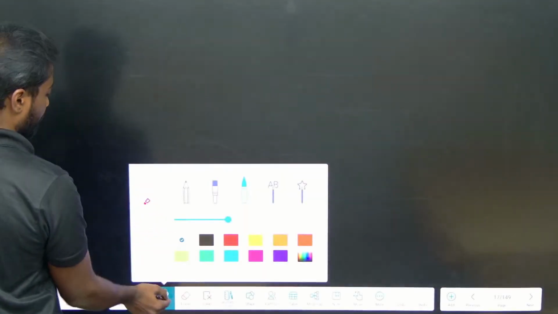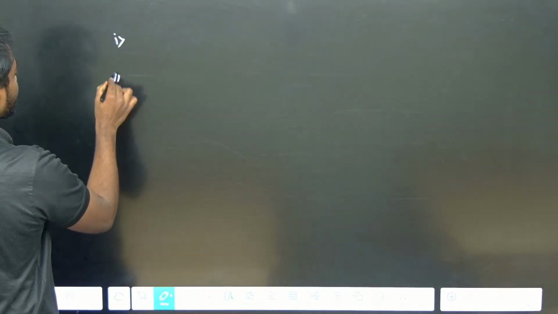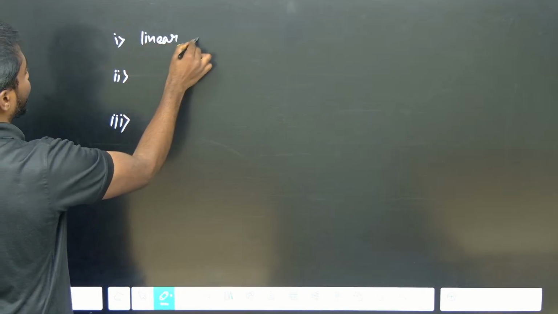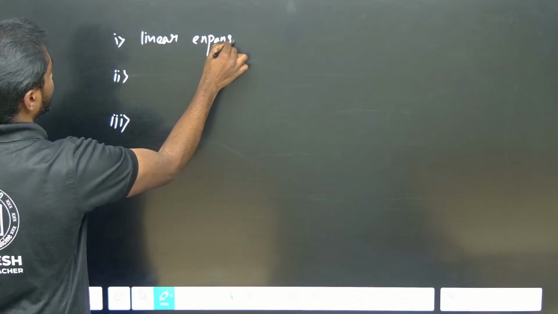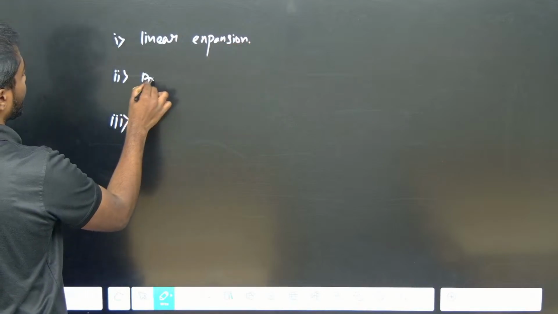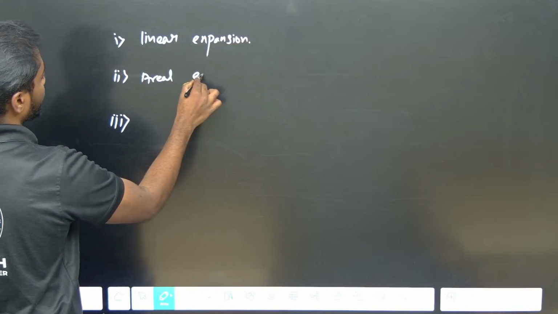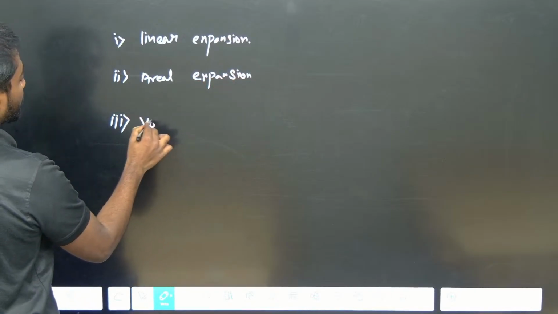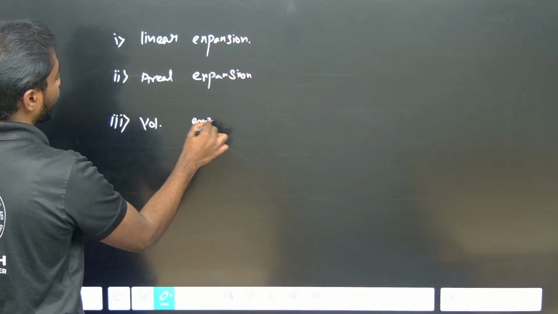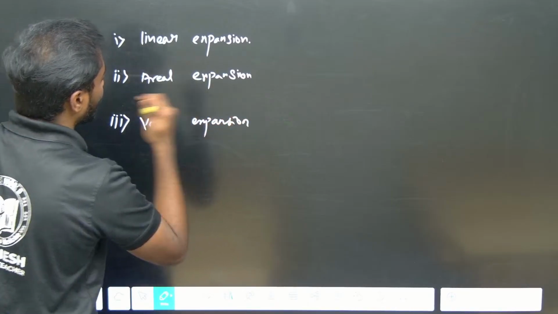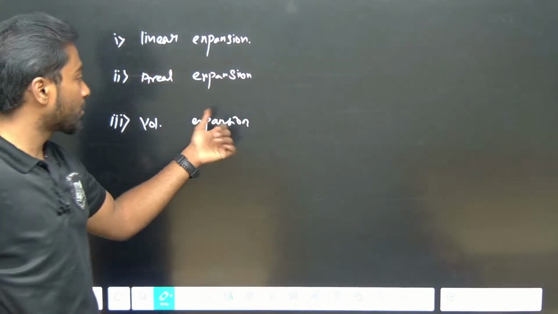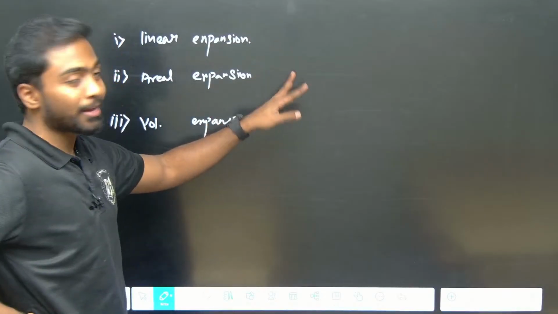So the first one is linear expansion. Second one, areal expansion, and the last one is volume expansion. Basically, when we talk about these three things, one is one dimensional, second one is two dimensional, and third one is three dimensional: 1D, 2D and 3D.